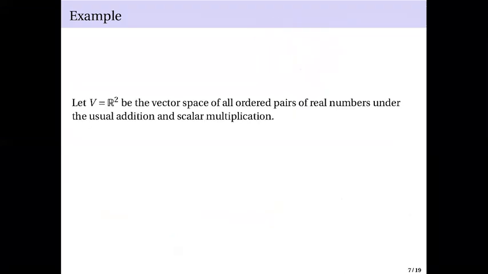Next, let V be the vector space of all ordered pairs of real numbers under the usual addition and scalar multiplication. So R2, the two space. And what do we want here? So we are defining the usual addition and scalar multiplication. That means component-wise addition and multiplication to each component for the scalar.